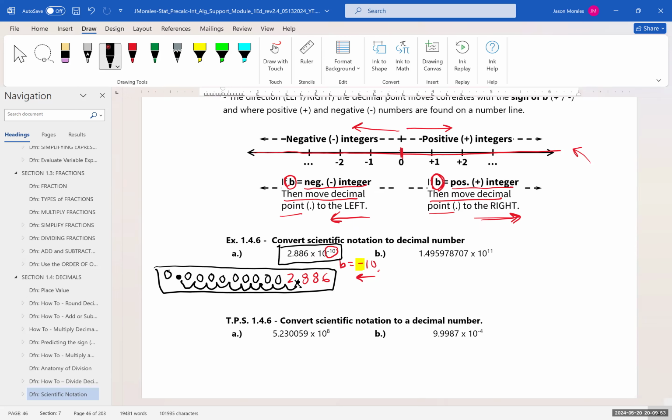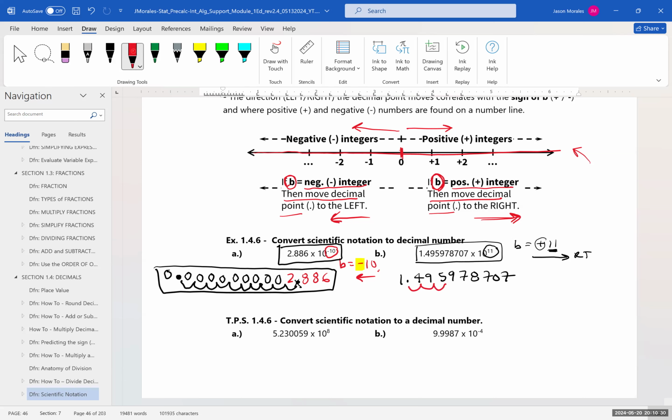Okay, let's look at this next one. So 1.495978707 times 10 to the 11th. Here you'll notice that our exponent B is a positive 11. Because this exponent is positive, we're going to move the decimal point to the right. And we're going to move it 11 times to the right. So we've got 1.495978707. We're going to move it 11 decimal places to the right.